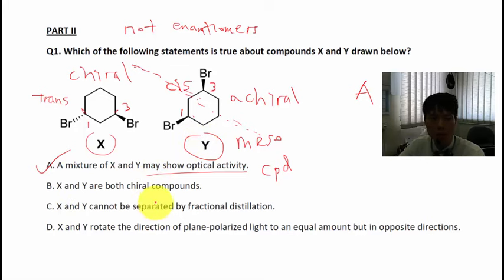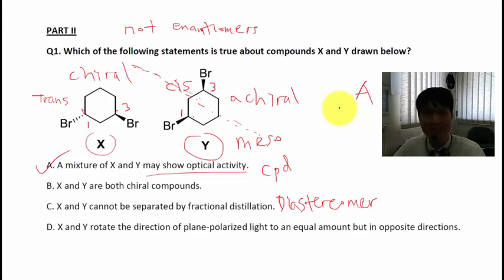C: X and Y cannot be separated by fractional distillation. They could, because they are not enantiomers. They are what we call diastereomers, which means that they have different physical properties such as melting point and boiling point. We can separate them using physical separations like fractional distillation.